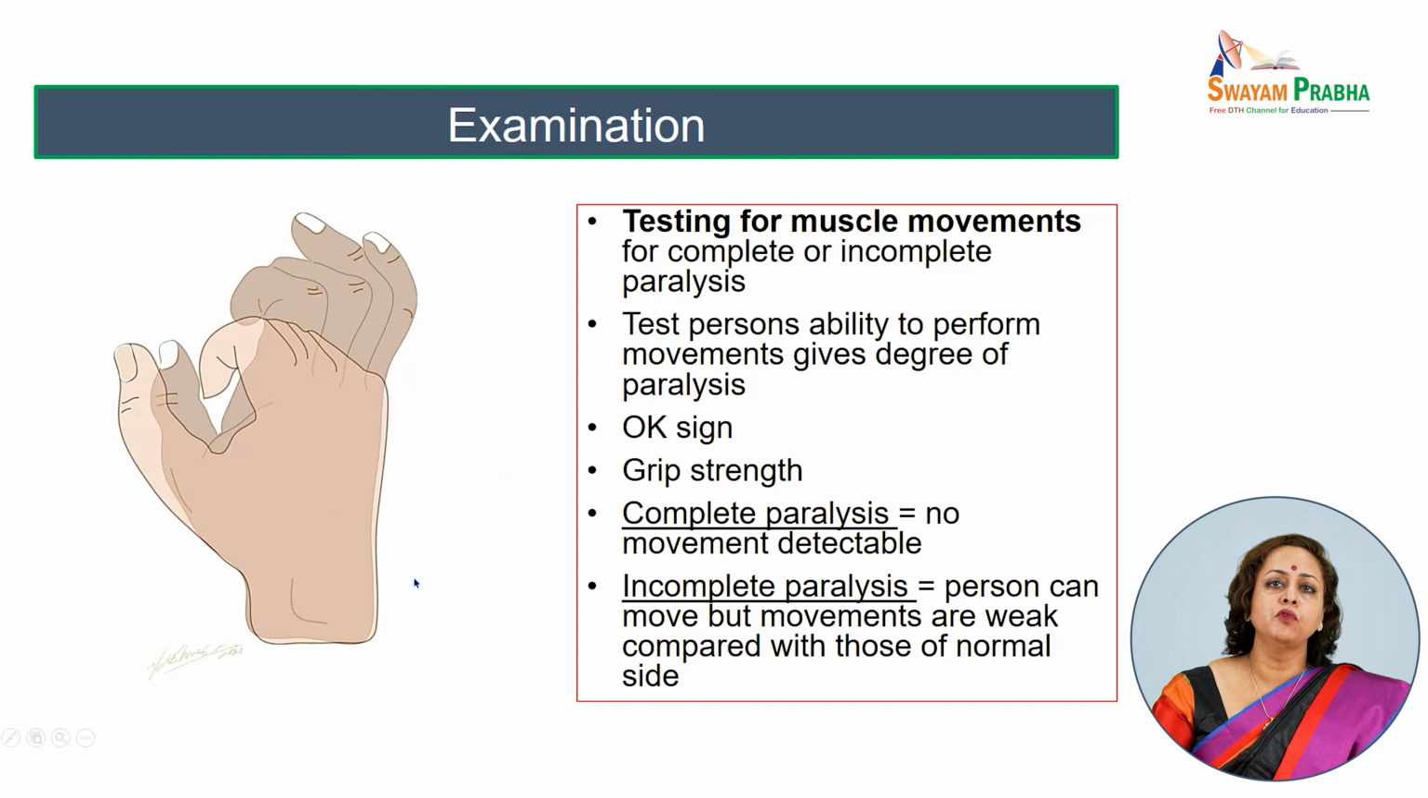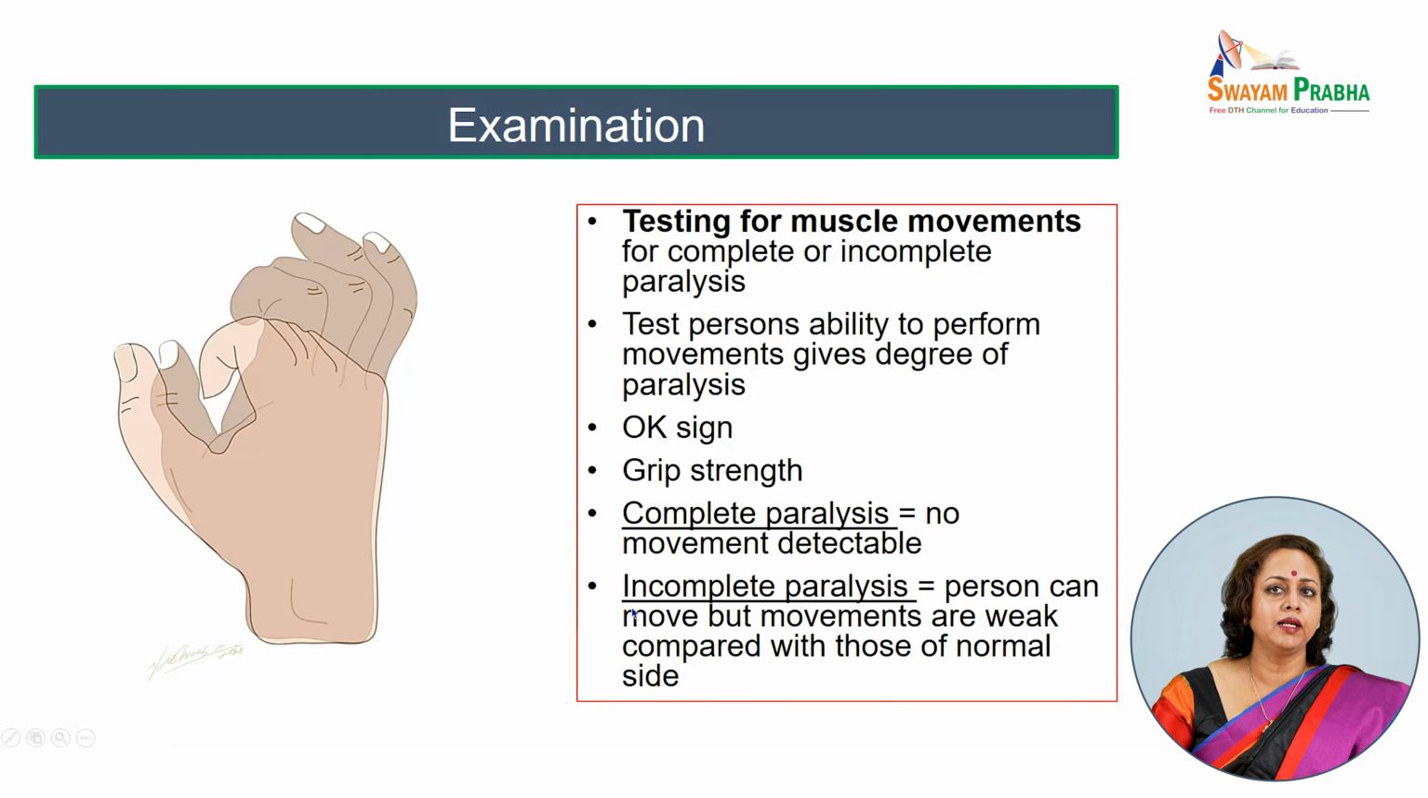Then you will examine for movements of the muscles. So you are looking for what? You are looking to see whether there is movement or there is a loss of movement. Is there a complete paralysis or is it incomplete paralysis? So you will test the person's ability to perform certain movements, and this will give you the degree of paralysis. You will ask the person to do an OK sign. You will also check for grip strength. What is complete paralysis? That means no movement can be detected, no movement can be done at all. That means the muscles are completely paralyzed.